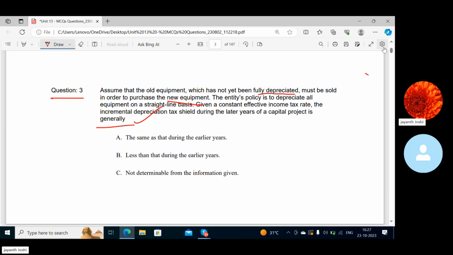See, they are saying you have an old equipment. Okay, so you have bought it for $100,000. The 10% is the depreciation. And it is not fully depreciated. Must be sold in order to purchase the new equipment. And let's say the 5 years is the time. The entity's policy is to depreciate all equipment on a straight line basis. Given an effective income tax rate, the incremental depreciation tax shield during the later years of the capital project is generally what?